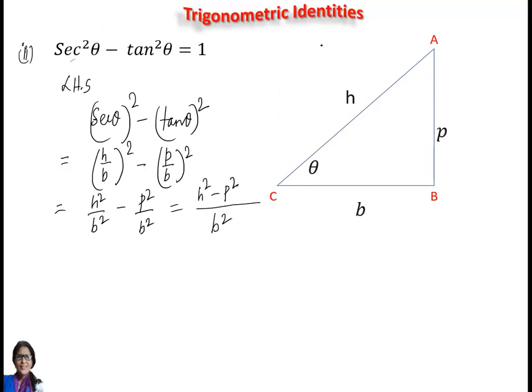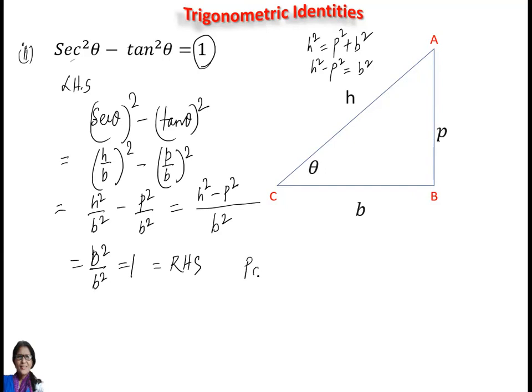Now recall the fact: h square is equal to p square plus b square. So if I subtract h square minus p square, how much will I get? I'll get b square. So this will be b square by b square. B square by b square, certainly it is 1. So this will be your RHS. Are you getting 1 on the right hand side? Yes. So hence proved.